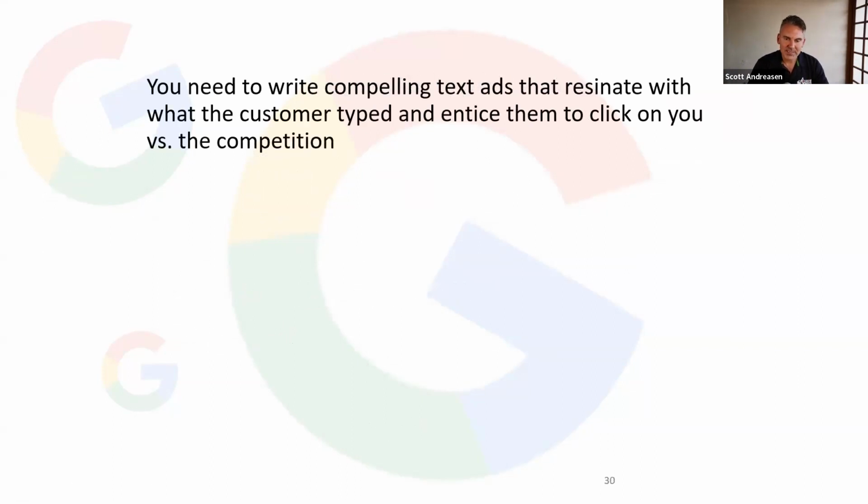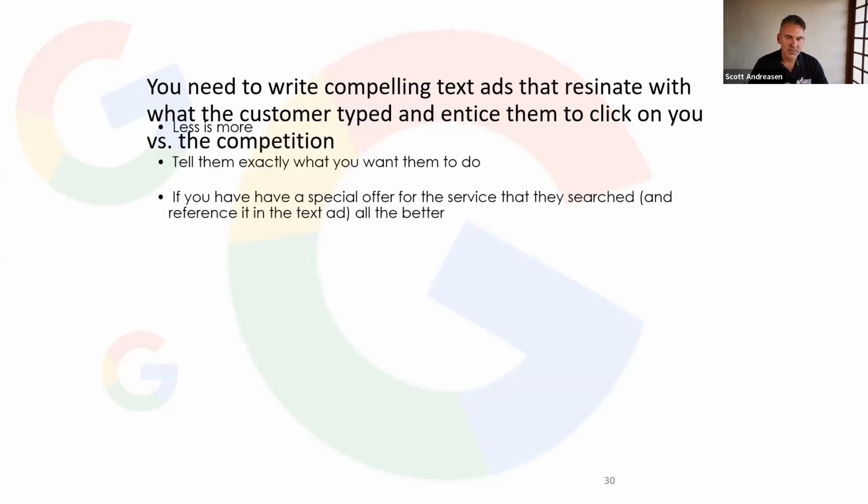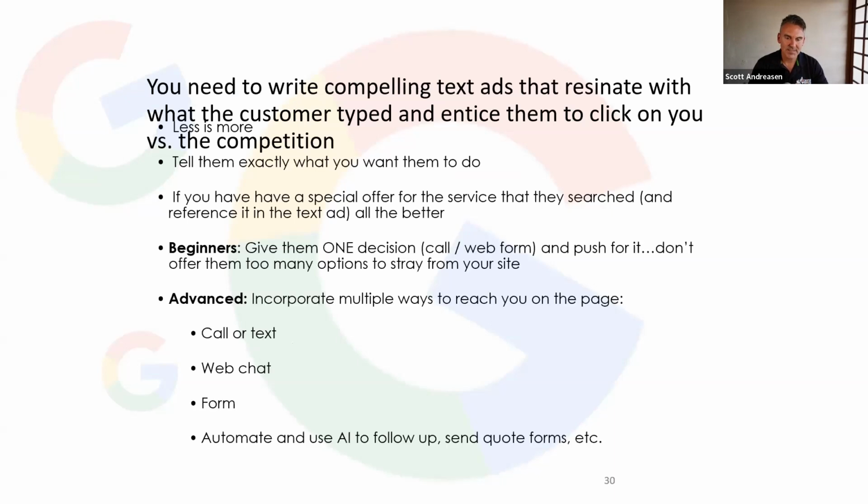And so you need to write compelling text ads that resonate with what the customer typed and entice them to click on you versus the competition. So less is more. You can tell them what you want them to do. If you have a special offer for your service that they searched, you can reference it in the ad. And so for you guys starting out, I recommend to keep it simple. Just give them one decision: call, or fill out a web form. And then just push for that one option. Don't offer them too many options to stray from your site.